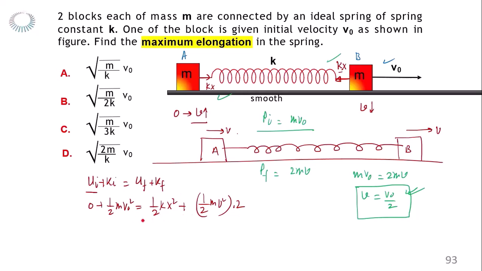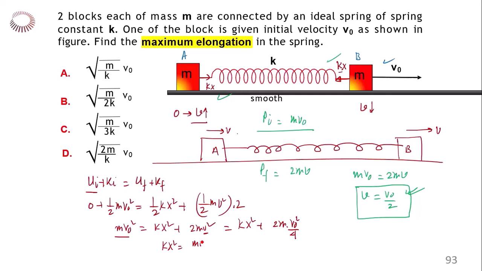Okay, so I can cancel half from all sides. So m into v naught square should be equal to k into x square plus 2m into v square. Now what is v? v is equal to v naught by 2, so I can use that. So k x square plus 2m into v naught square by 4. That means it becomes half m v naught square. So ultimately what I am getting, k x square should be equal to m v naught square minus m v naught square by 2.